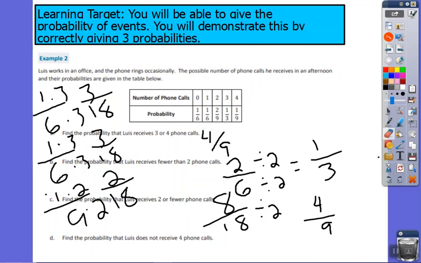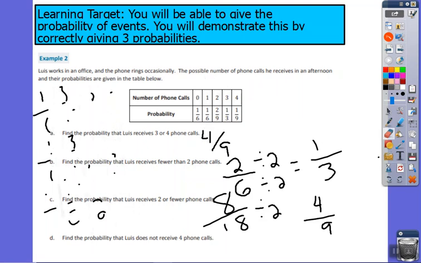So if you look at that first answer, you have the same probability of receiving 2 or fewer calls as 3 or 4 calls.